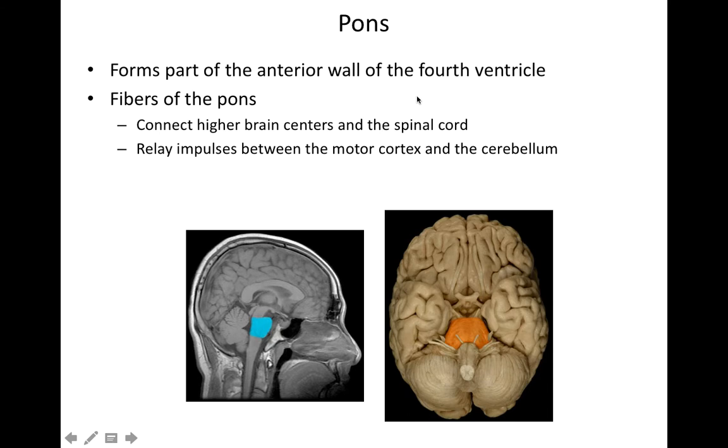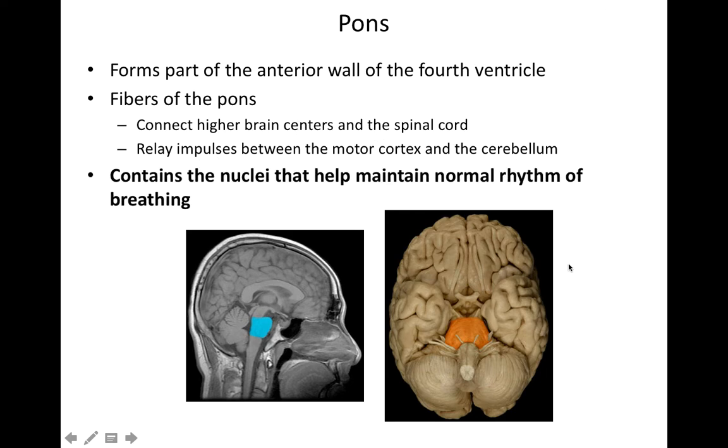The pons is basically kind of like a relay center. So you're going to have connections between the higher brain centers and the spinal cord. And particularly important is going to be fibers running from the motor cortex to the cerebellum, which is this structure right here. Okay, so that's going to be really important there.